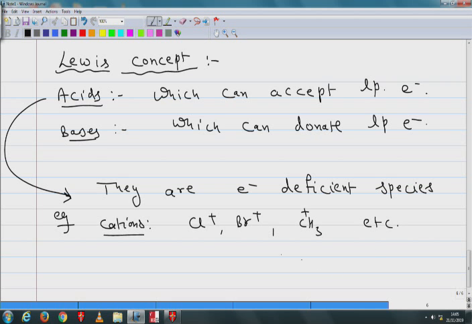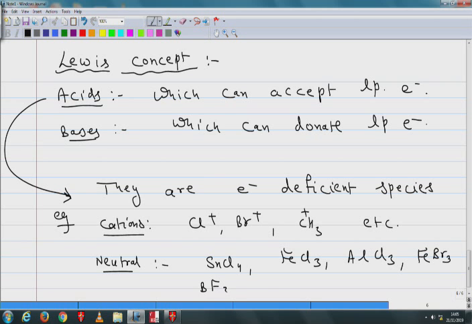Many more. Some neutral species are also there, like SnCl4, FeCl3, AlCl3, FeBr3, BF3, etc. They all have central atom vacant orbital. So those vacant orbitals can accommodate the electron pairs. That's why they are also known as the acids.